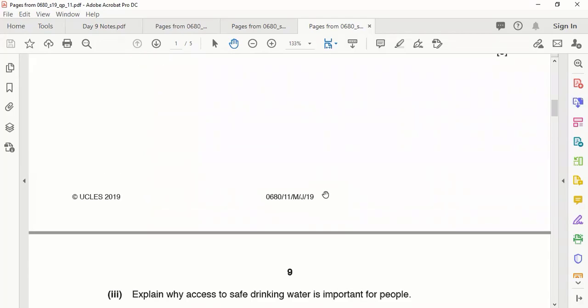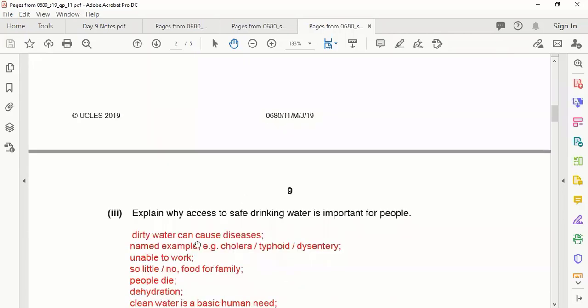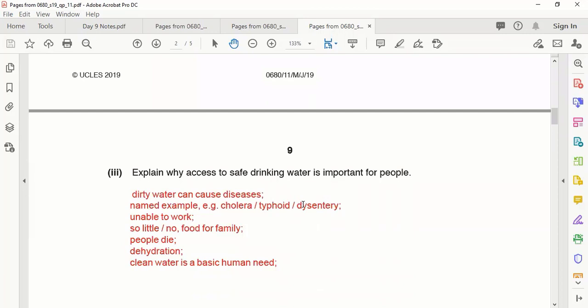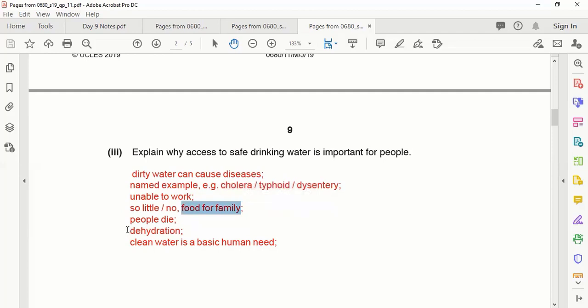Okay, now they're saying explain why access to safe drinking water is important for people. Again, they gave you an easy question, you can answer it, because there are no more diseases, healthy crops, all these things. Dirty water can cause diseases. You can name the diseases. Sometimes people have less food. They almost depend on water. If there is less water, people can dehydrate, can die like this.